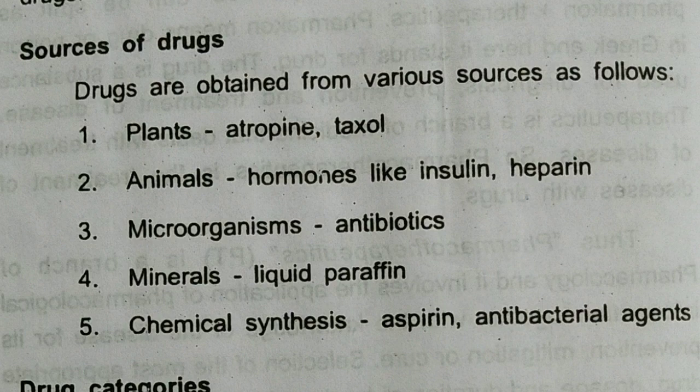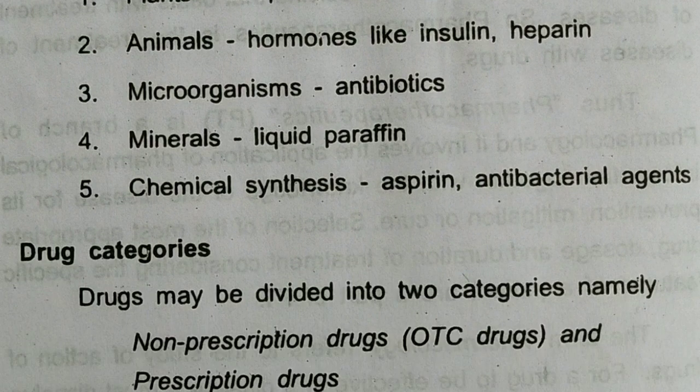Drugs are obtained from various sources as follows. Plants. Plants से क्या आता है? Atropine, Taxol. Animal से क्या आता है? Hormones like insulin, heparin. Microorganism से antibiotic obtain करते हैं. Minerals में क्या आता है? Liquid paraffin. Chemical synthesis: aspirin, antibacterial agents.